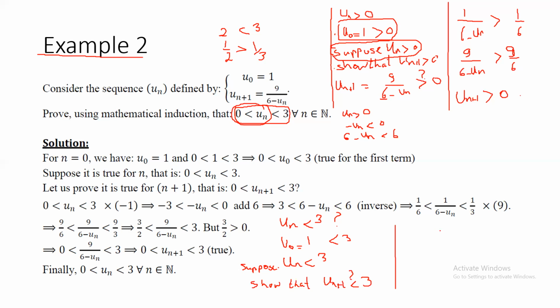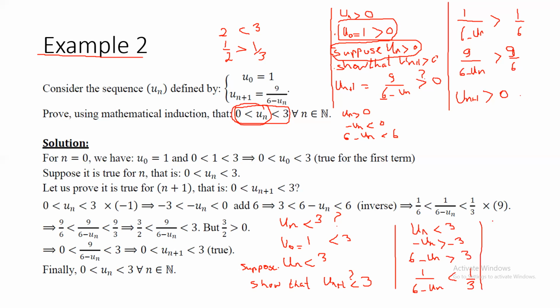What is un plus 1? It is 9 over 6 minus un. Since I have un less than 3, minus un is greater than minus 3. I add 6: 6 minus un is greater than 3. Then 1 over 6 minus un will be less than 1 over 3.